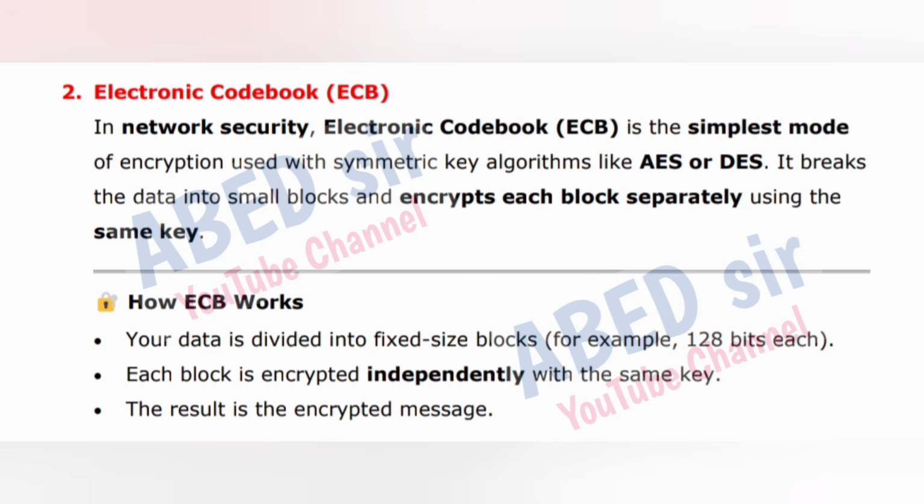Electronic Codebook, ECB. In network security, Electronic Codebook, ECB, is the simplest mode of encryption used with symmetric key algorithms like AES or DES. It breaks the data into small blocks and encrypts each block separately using the same key. How ECB works? Your data is divided into fixed size blocks, for example, 128 bits each. Each block is encrypted independently with the same key. The result is the encrypted message.